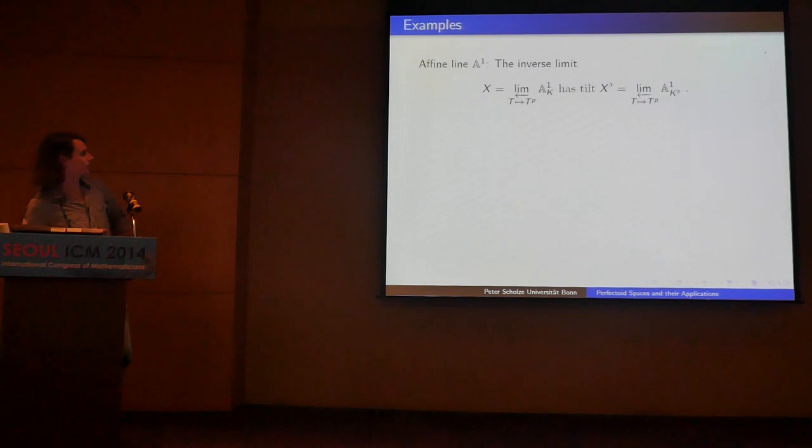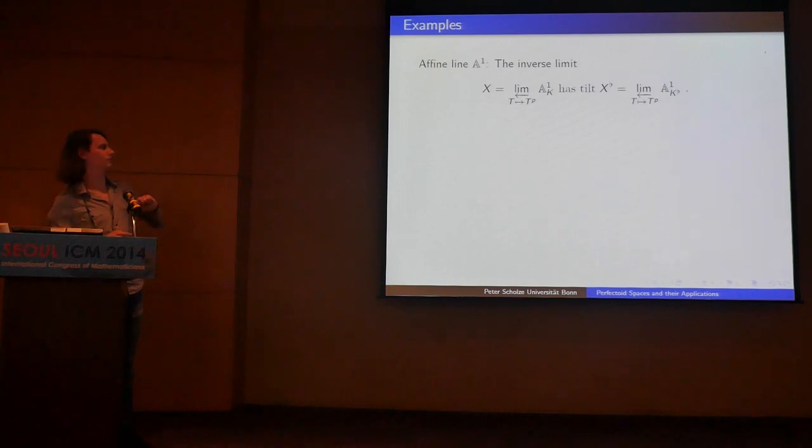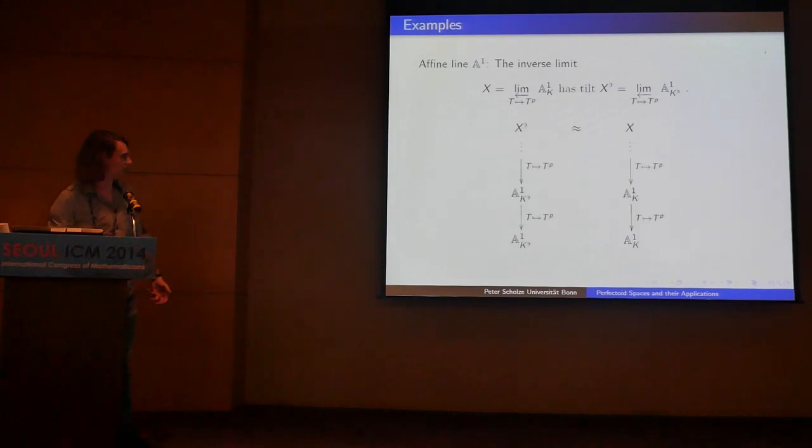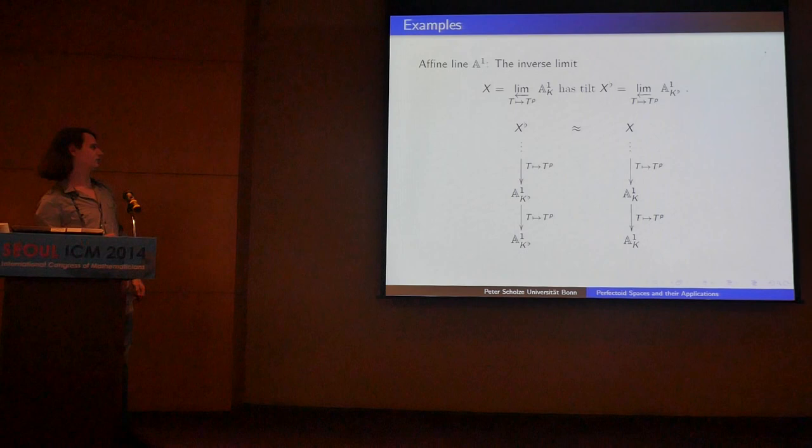So let's go back to our example of the affine line. So in this case, what I claim is that, first of all, if I take the inverse limit over the p-th power map of the affine line, considered as some analytic space, then this will be a perfectoid space, and its tilt will be exactly the same thing in characteristic p. And that's actually easy to verify. It's essentially just the example I gave of a perfectoid algebra, just now put into a space. So as a picture, this is the following. You have X, which is the inverse limit of this tower I wrote there. You have X flat, which is a similar inverse limit in characteristic p. And that this is a tilt means that these spaces are pretty much the same.